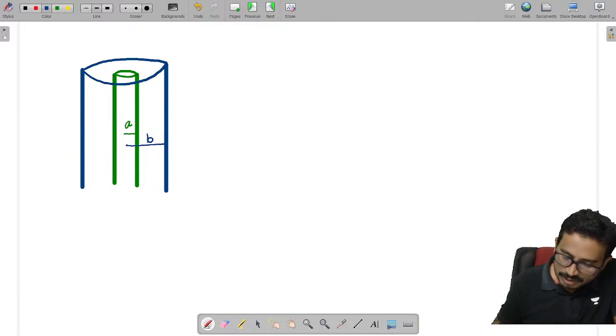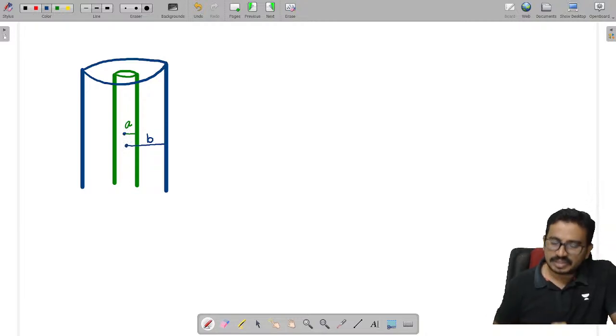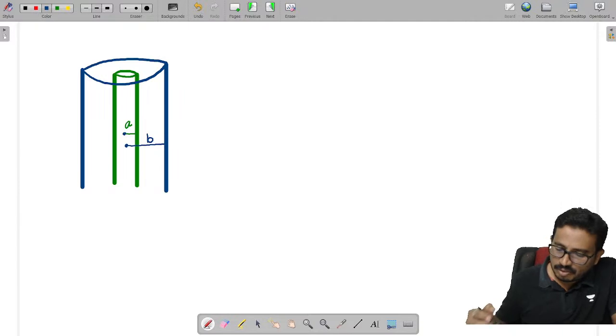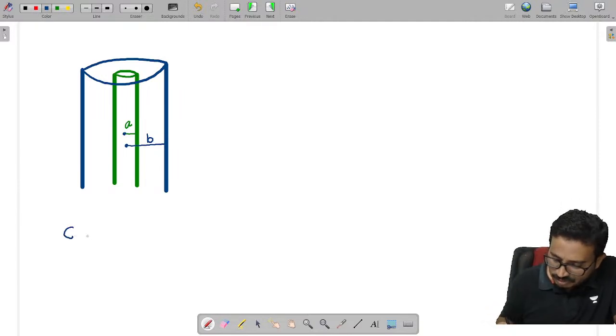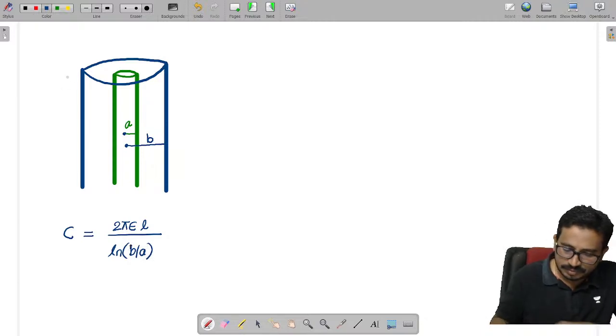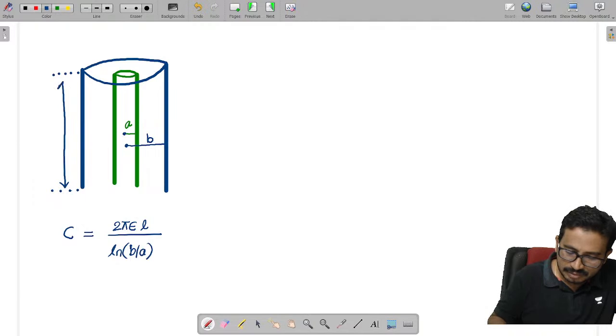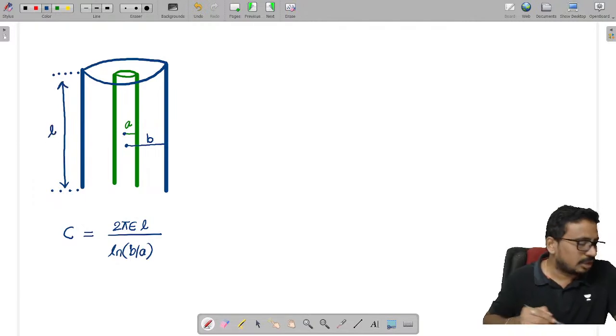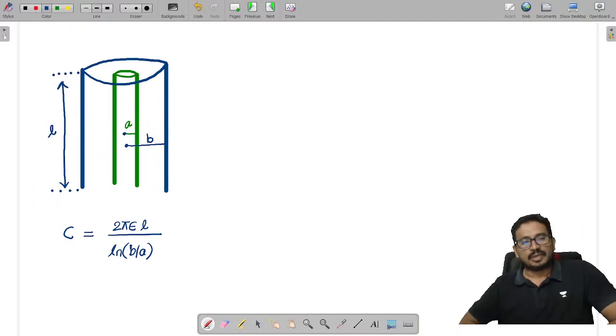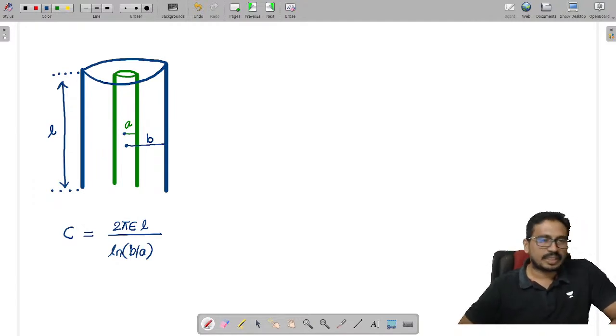Now tell me, what is the capacitance of a cylindrical capacitor? C equal to 2 pi epsilon L by ln of B by A. It has some very long length, which I am calling L. Is it fine? Now look carefully at what I did here.